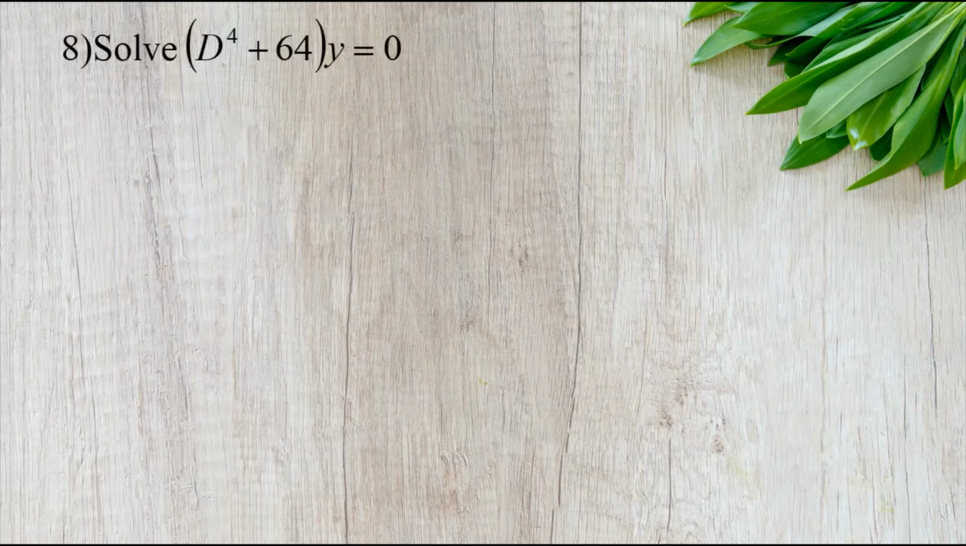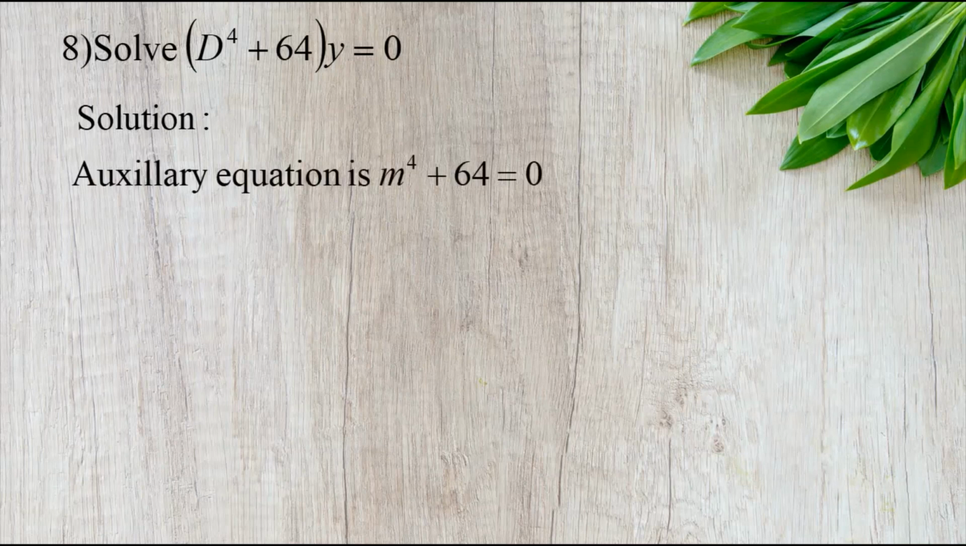Solve (D raised to 4 plus 64) y equal to 0. Here in this problem, since it is a fourth order equation, we can use algebraic identities to solve this problem and find the roots. There are several methods you can adopt for finding the roots. So we can write m raised to 4 as (m square) whole square, and 64 can be written as 8 square. Now this is of the form a square plus b square, which is nothing but (a plus b) whole square minus 2ab. So you can rearrange using these identities.